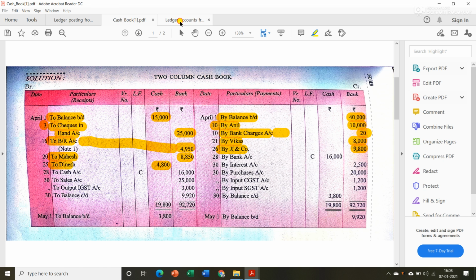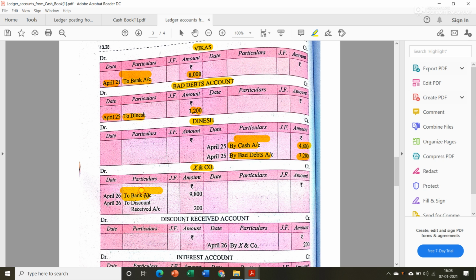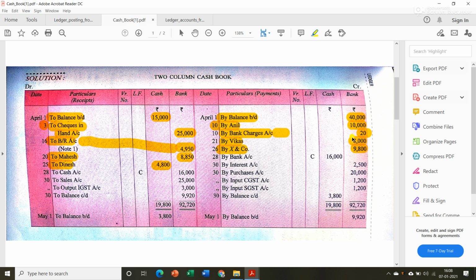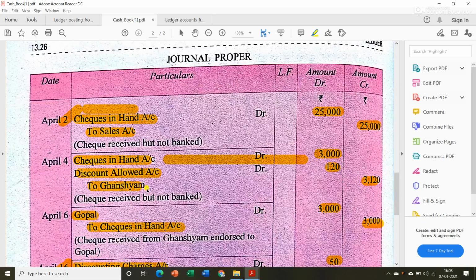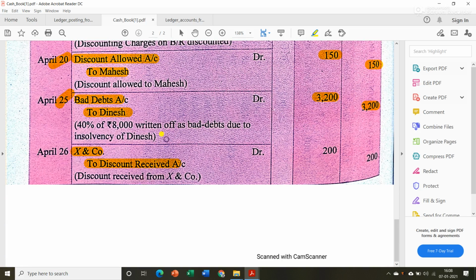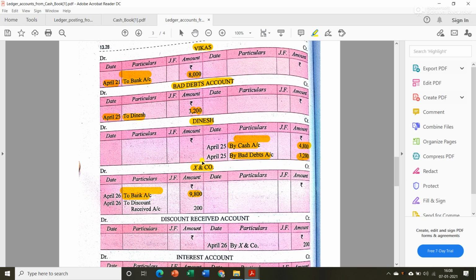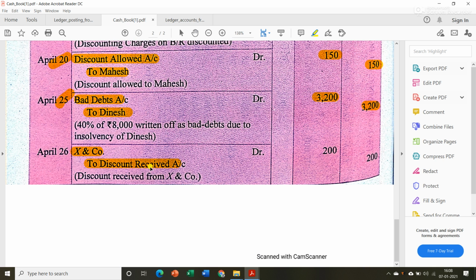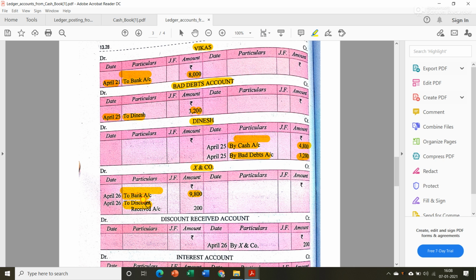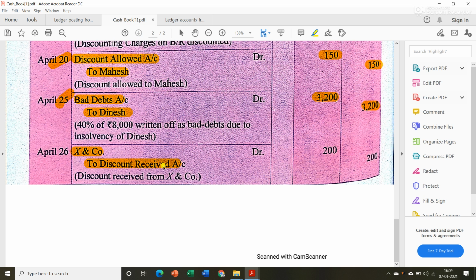In the bank column we will write to bank account 9,800. Okay, then the cash book is done. Now let's go to the journal entry for that rupees 200 of discount. X and company, we prepared X and company, so we have to discount received account, 200.